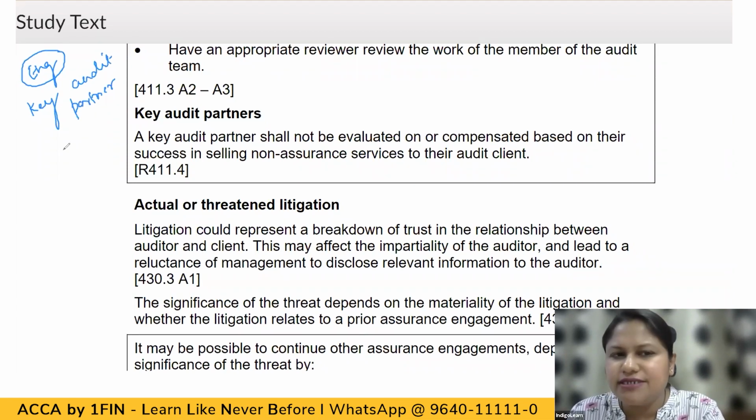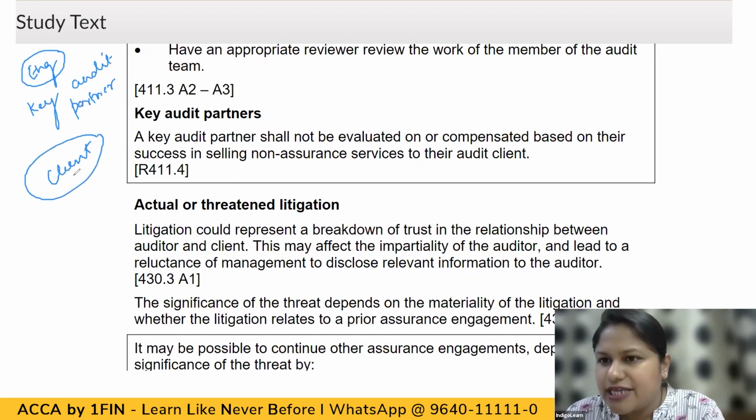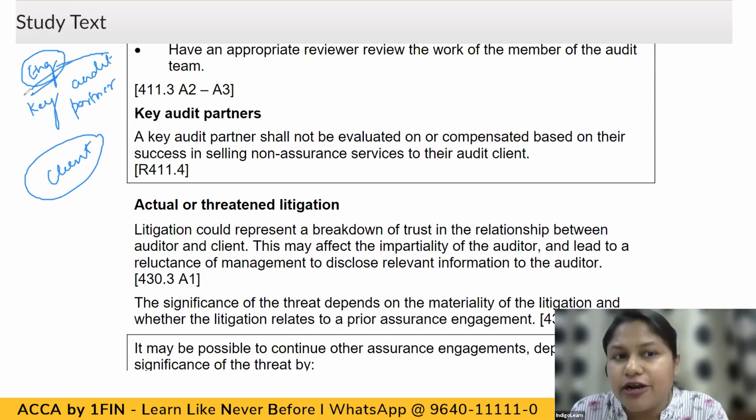Now, what do we mean by them? The engagement partner is the partner who goes and engages with the client, puts forward the proposal of doing the audit, and finalizes whether the audit has to be done or not. They are the people who get the audit contract or get this service decided. They are called the engagement partners. The people who first talk to the client, telling them we are going to offer the service to you. But the key audit partner is the partner who actually goes and does the audit.